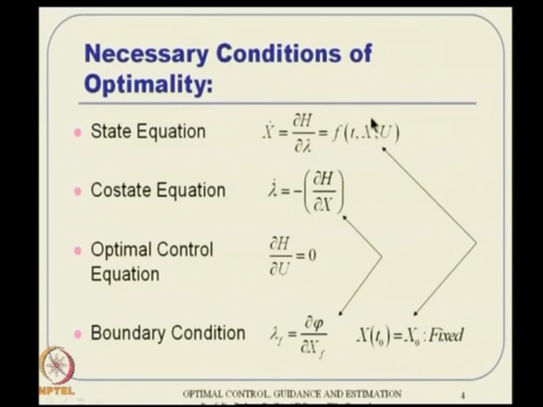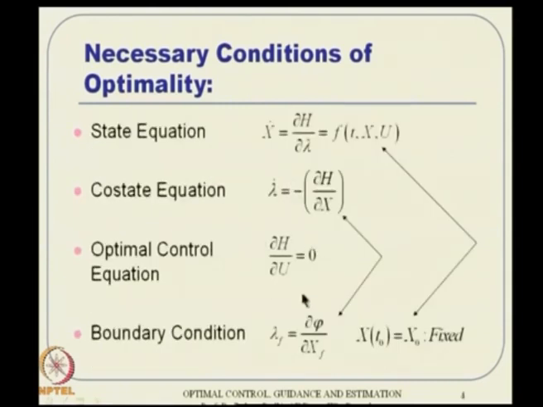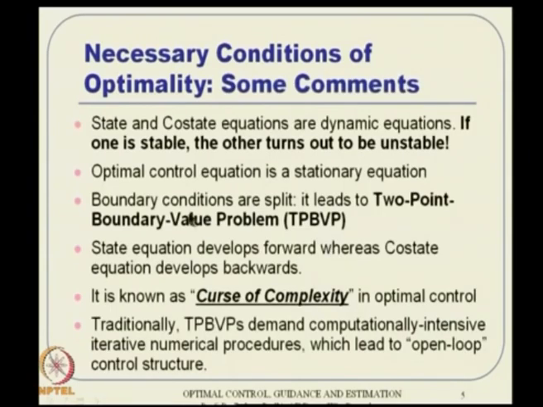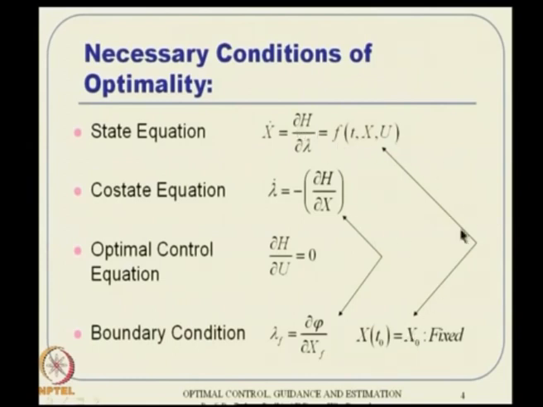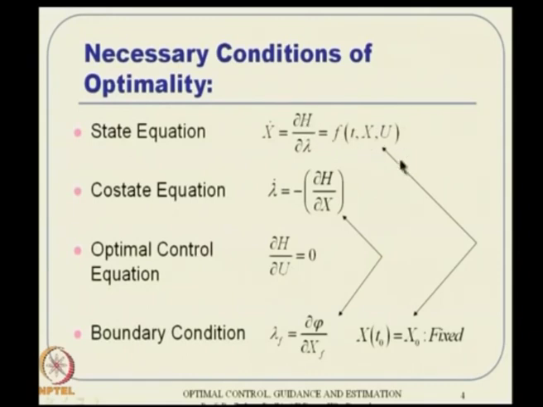Before getting started with these techniques, we also discussed in the last class that the state and co-state equations are dynamic equations, and if one is stable, the other turns out to be unstable in general. The optimal control is a stationary equation from which you need to solve for control, and for that we need to know lambda. Unless we know lambda, we cannot solve it. The boundary conditions happen to be split: the state equation has initial conditions, whereas the co-state equation has final conditions. Because of this, the state equation typically develops forward, whereas the co-state equation develops backward, since we know the final condition. In general, numerical techniques can circumvent some of this and talk about forward integration of the equations. We will see that in a while.